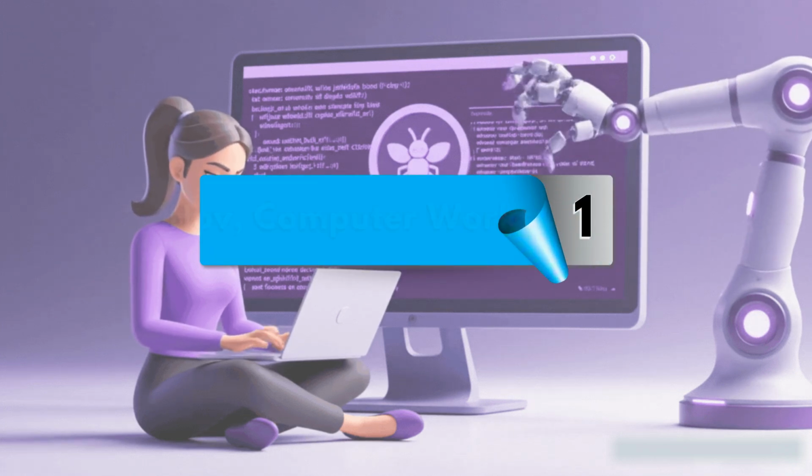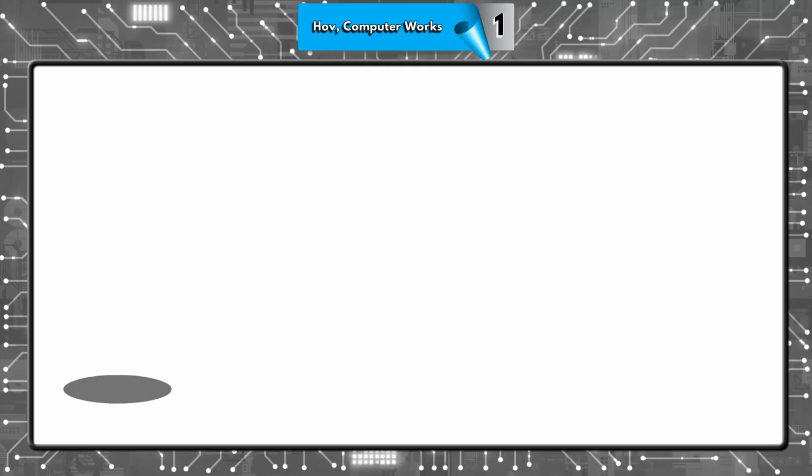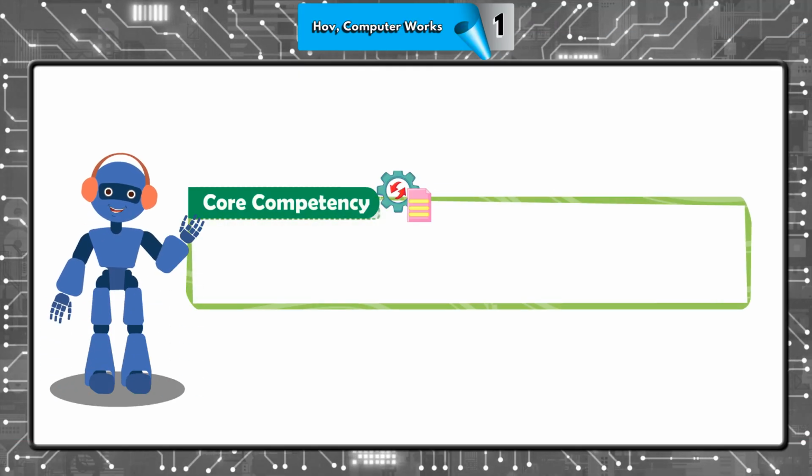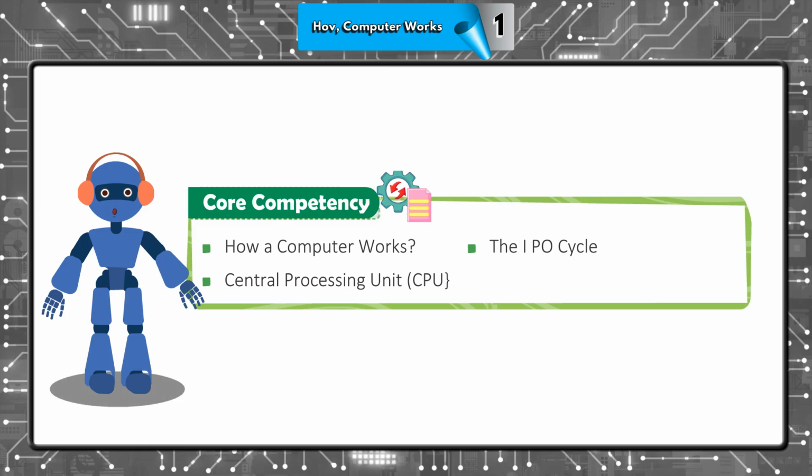Chapter 1 of Computer Works. Core Competency. How a computer works. The IPO cycle. Central Processing Unit, CPU.